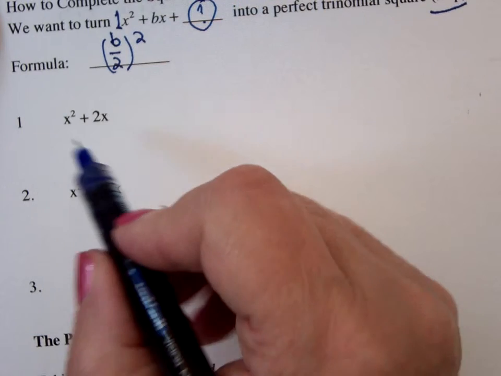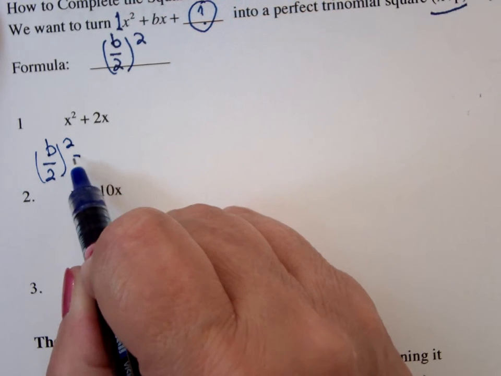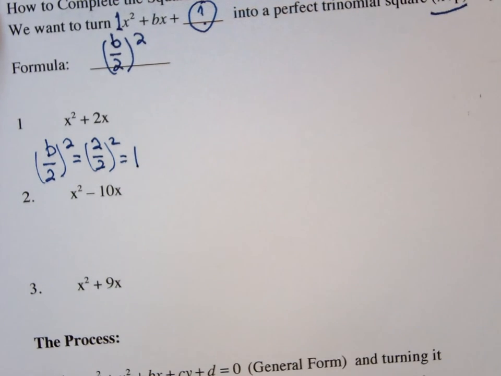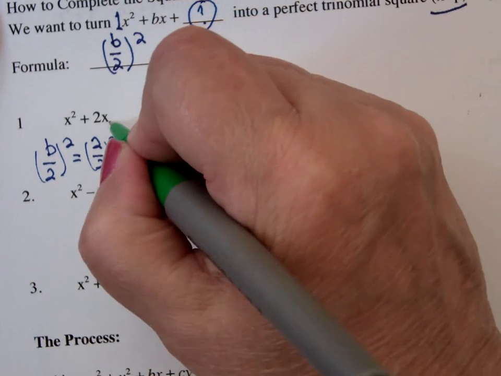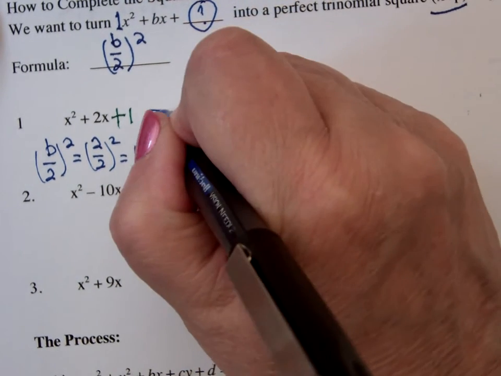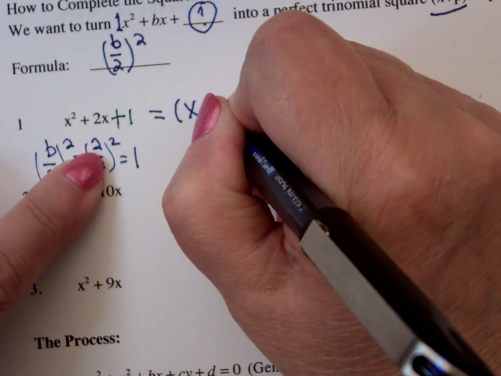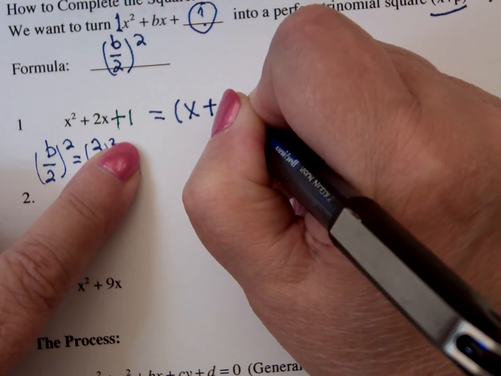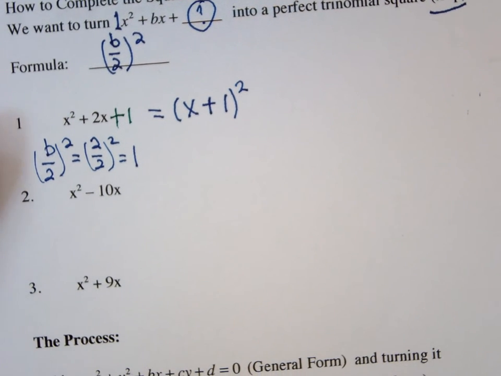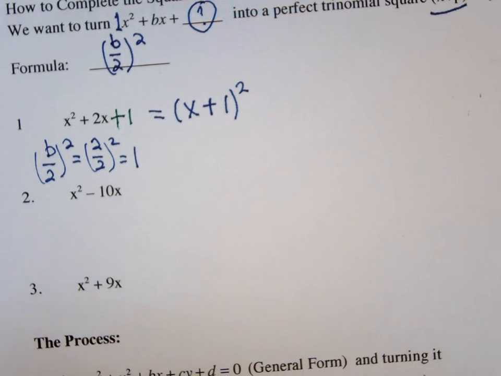So for example, if I have x squared plus 2x, and I want to turn it into a perfect trinomial square, I would take b divided by 2 and square it, which is 2 divided by 2 squared, which is 1. So that says if I were to add 1, this would become the square root of x squared is x, the center sign is plus, the square root of 1 is 1, the quantity squared. Perfect trinomial square. Hopefully you remember at least a little of it.